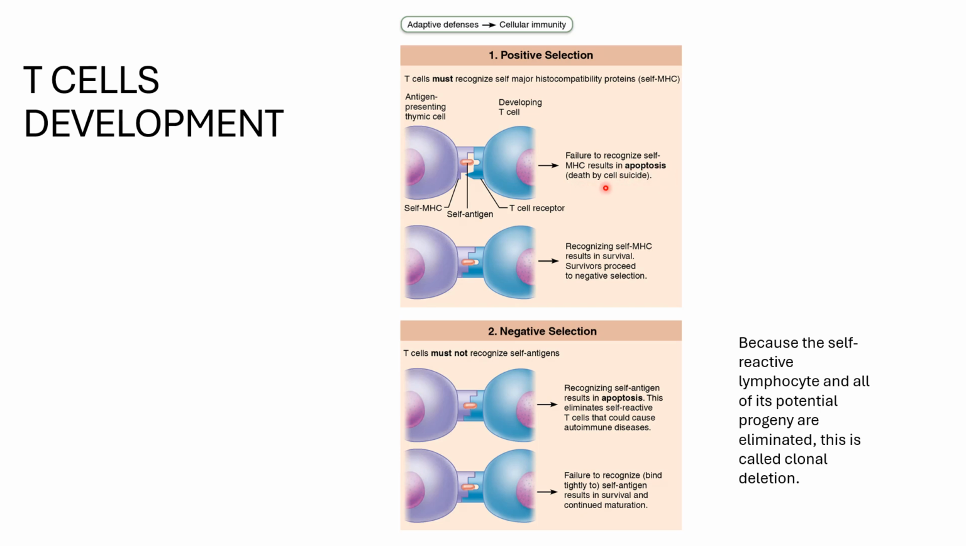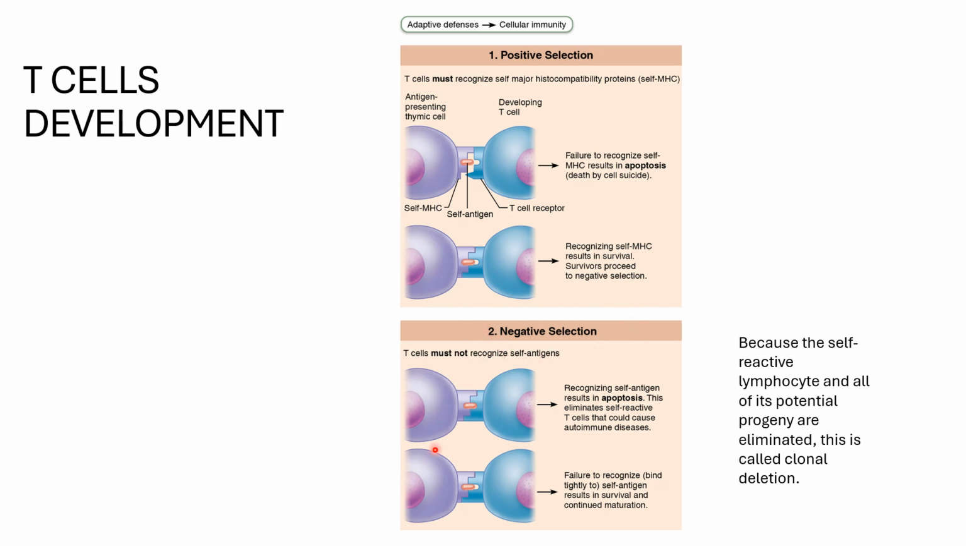So in other words, death by cell suicide. The cell programs itself to die. And those cells which can recognize the self-MHC, major histocompatibility complex, are allowed to survive. Then in the second stage, there is negative selection.